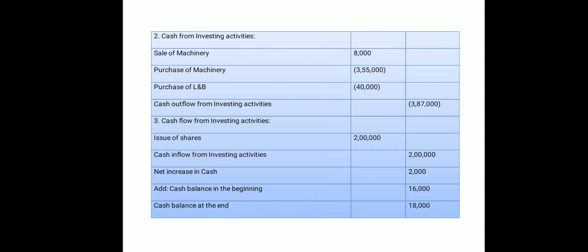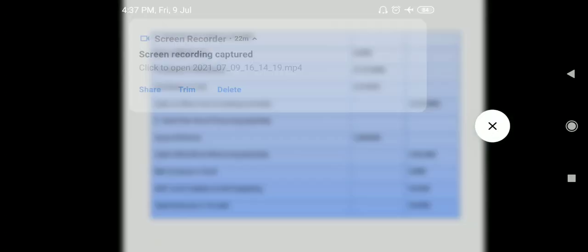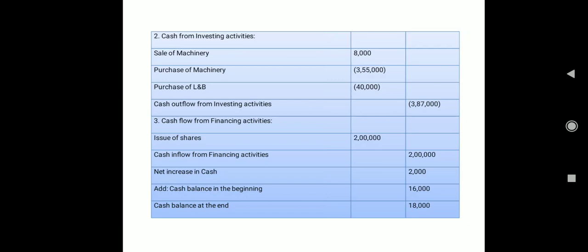Cash flow from investing activities. I am really sorry that I have mentioned it as investing. It is going to be financing. So just give me some time. I will correct and come back. I don't want to continue with the same. So yes, I have corrected it, so you don't have to take tension.